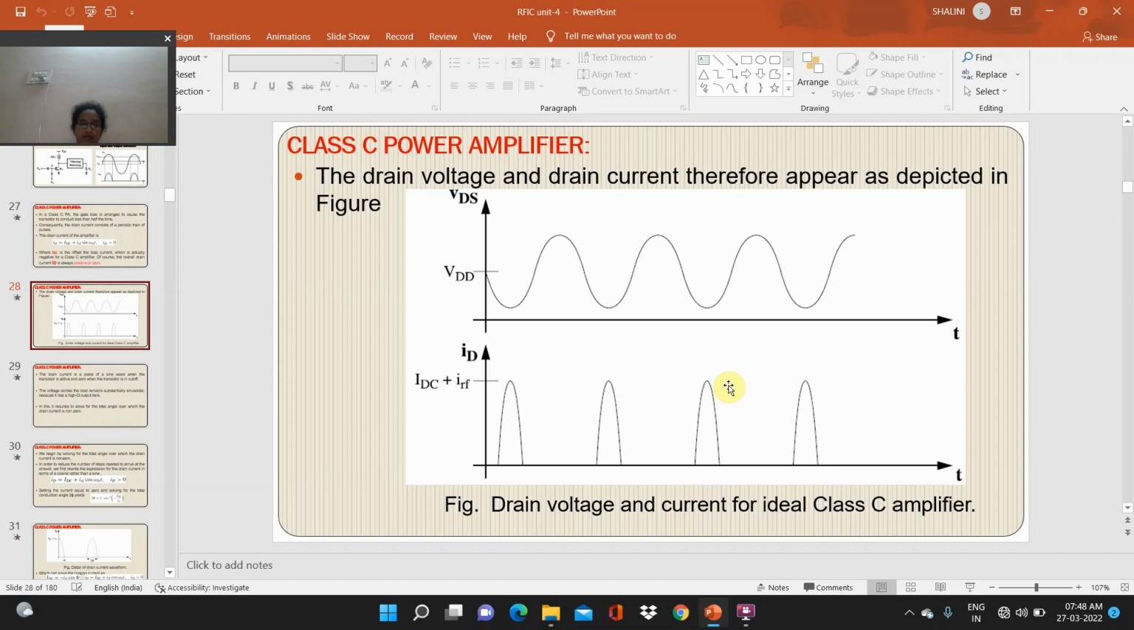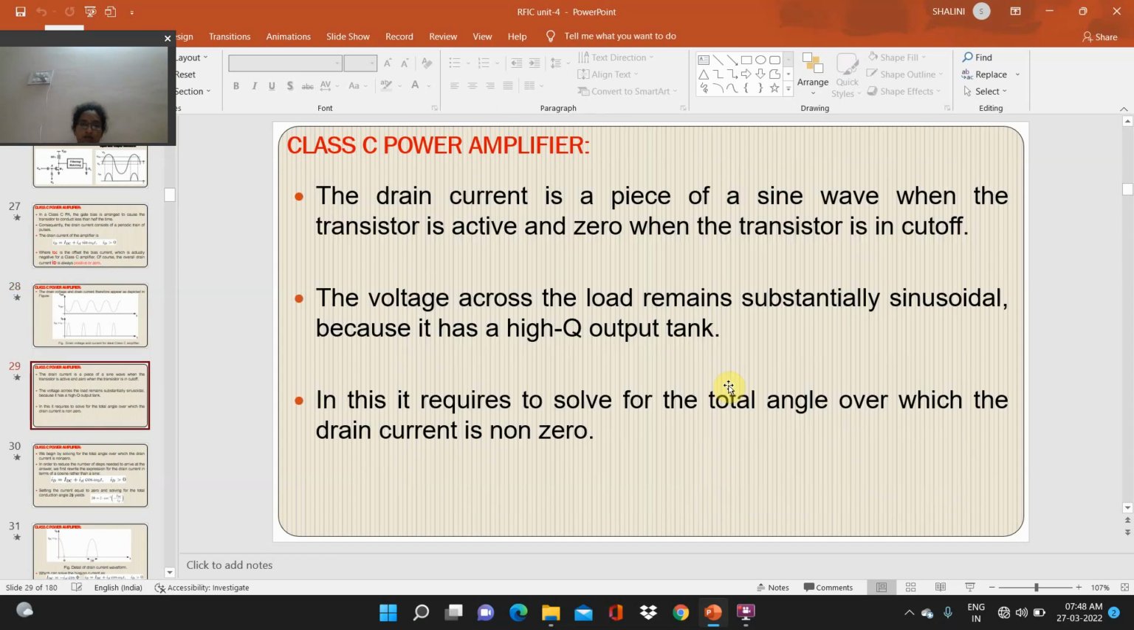Drain voltage and current graphs for the ideal class C amplifier model are shown in the figure. The drain current is a piece of a sine wave when the transistor is active and 0 when the transistor is in the cutoff region. The voltage across the load remains substantially sinusoidal because it has a high quality output tank. This requires us to solve for the total angle over which the drain current is non-zero.